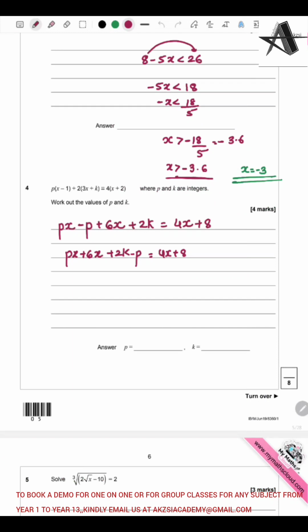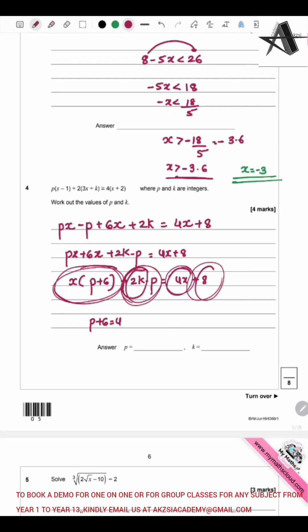Then the next step, from here I can separate out terms of x. That means taking out x as common, it will be (p plus 6) x plus 2k minus p is equal to 4x plus 8. Now that I was talking about x and constants on one side and similarly x and constant on the other side, so that I can compare them. I can compare the coefficient of x and x only. That means p plus 6 is equal to 4. Similarly, I can compare 2k minus p and 8. I can compare constants and constants. So 2k minus p is equal to 8.